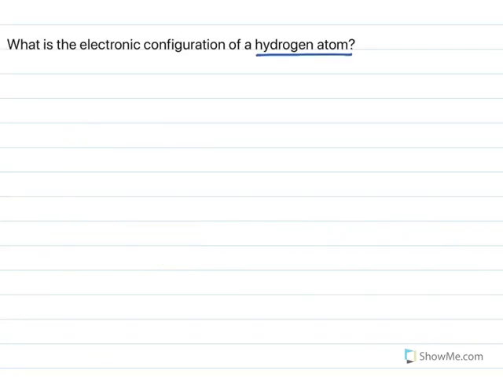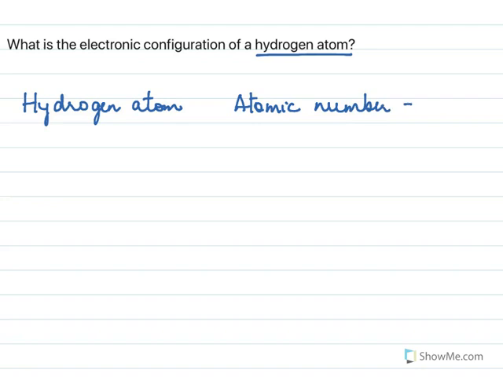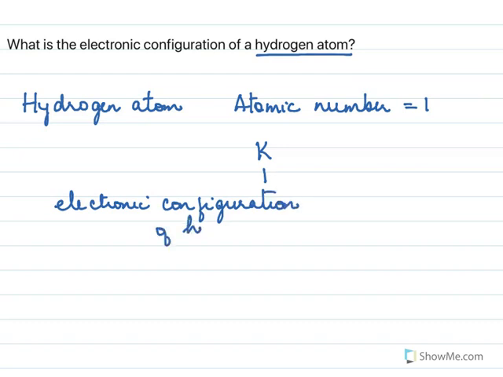What is the electronic configuration of hydrogen atom? Hydrogen atom has atomic number 1. So we have the K shell, 1 electron in the K shell, that's it. There's no L, M, N shell. So electronic configuration of hydrogen equal to 1.